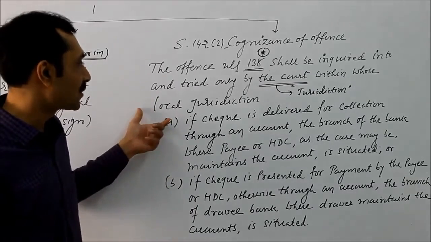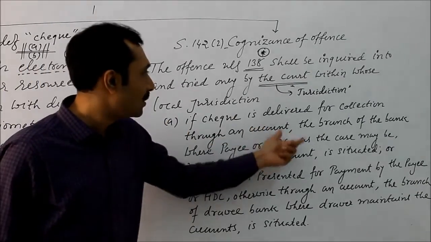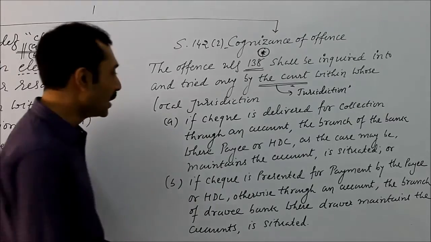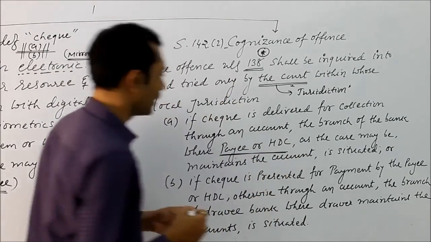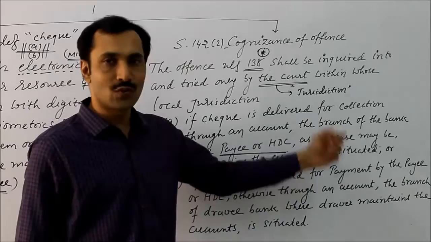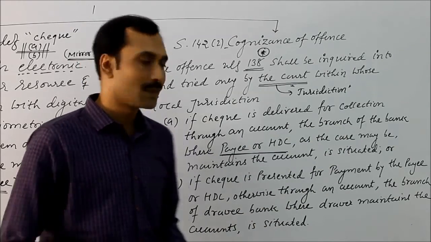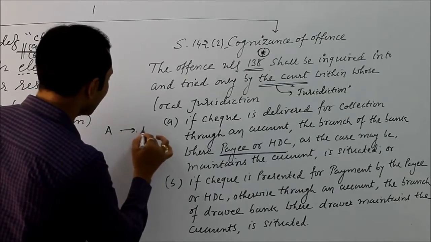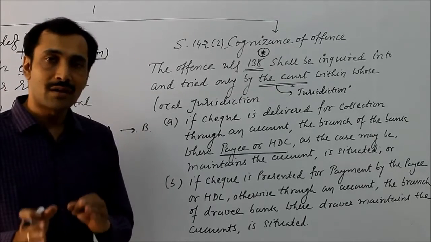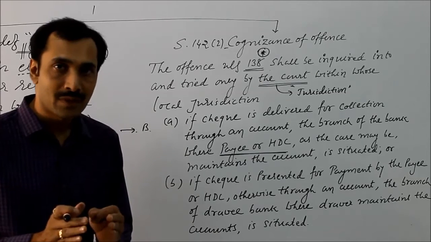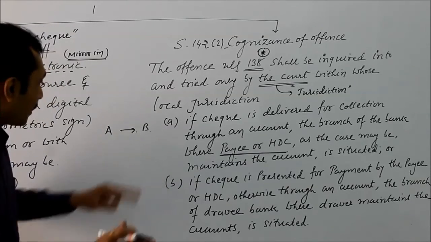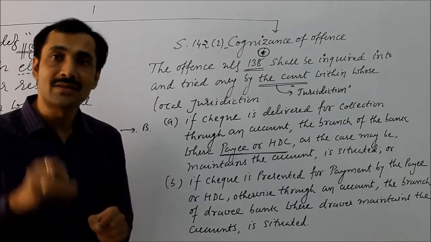Within whose local jurisdiction, if the check is delivered for collection through an account, the branch of the bank where the payee or holder in due course, as the case may be, maintains the account is situated. Now the words are very complicated. In very simple language, say for example, A has granted a check to B and the check has been dishonoured. The question is where the complaint should be filed by B: within the area where the check has been dishonoured, or within the area from where A has issued the check.